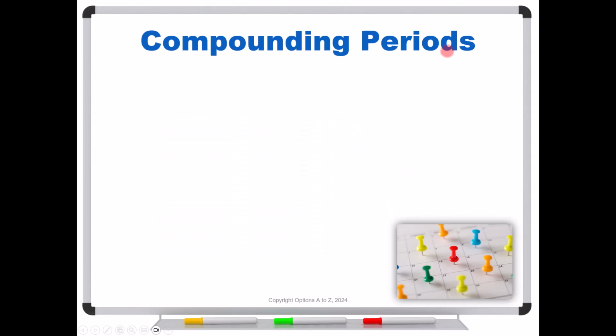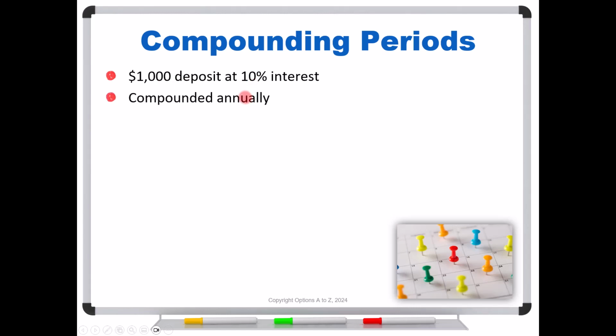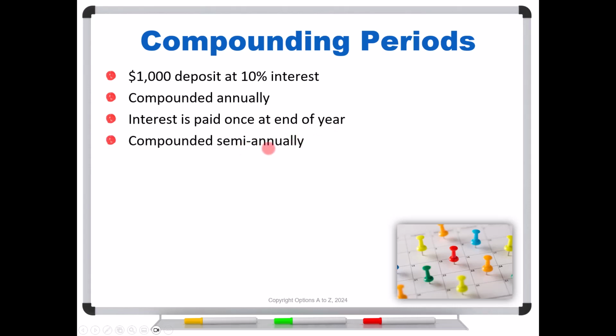What are compounding periods? Well, the bank could also choose how often it's going to compound. So let's say you have that $1,000 deposit at 10% interest, and the bank says, well, we compound it annually. What that means is that the interest is paid once at the end of the year. However, a bank might also say it's compounded semi-annually. So if you are earning 10% interest at this bank, compounded semi-annually, what the bank is going to do is take 10% divided by 2, which is 5%, but they're going to pay that every 6 months.